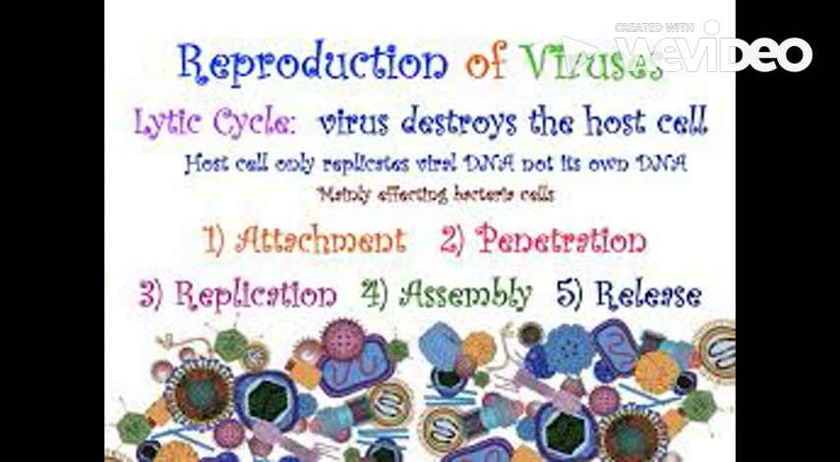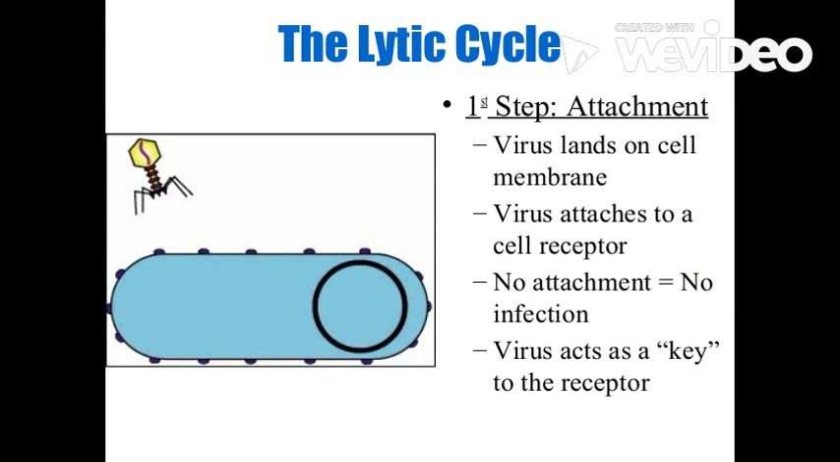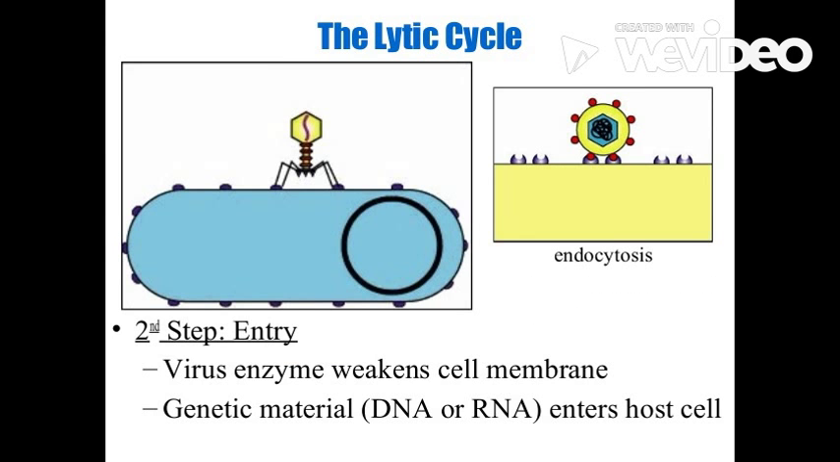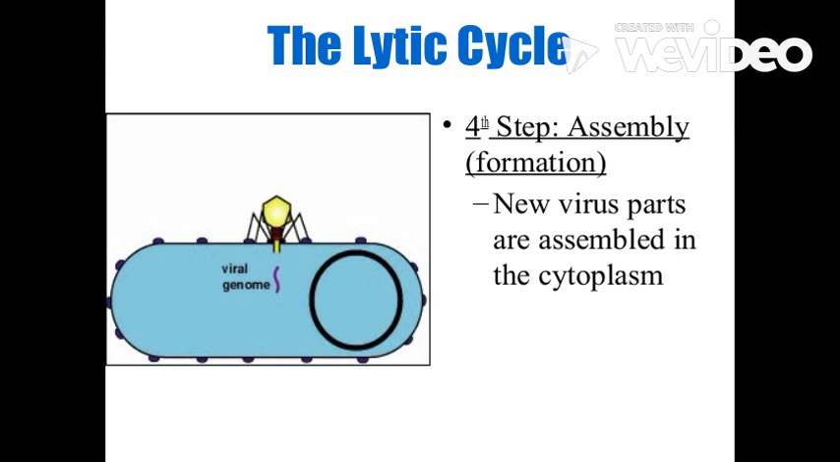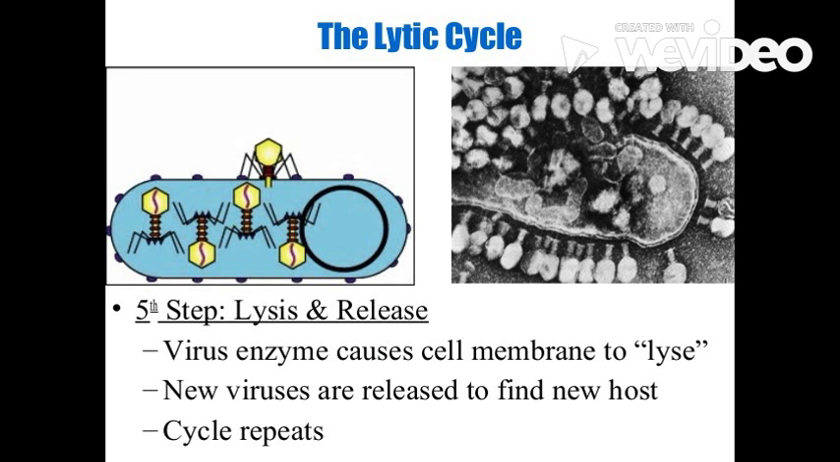The lytic cycle consists of 5 phases. The first phase is attachment, when the virus attaches itself to the host cell. The second phase is injection, when the virus inserts its genetic material into the host cell. The third phase is integration. The genetic material tells the cell what to do. The fourth phase is replication. The host cell builds parts of the virus. And the fifth phase is assembly. The cell assembles the replicated parts into progeny viruses.